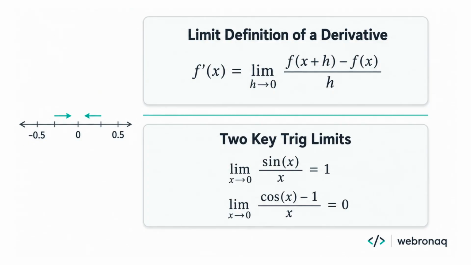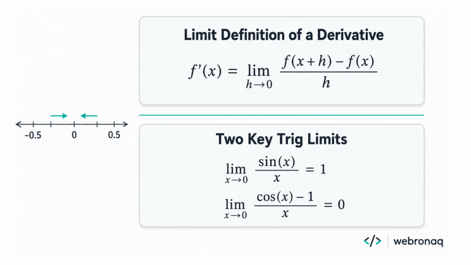Now, two specific trig limits make everything in this topic work. First, the limit as x approaches 0, of sine x divided by x equals 1. Second, the limit as x approaches 0, of cosine x minus 1, all divided by x, equals 0. These are not obvious facts, but they are provable from geometry. Every trig derivative rule we build today traces directly back to these two limits. Keep them in mind as we move forward.